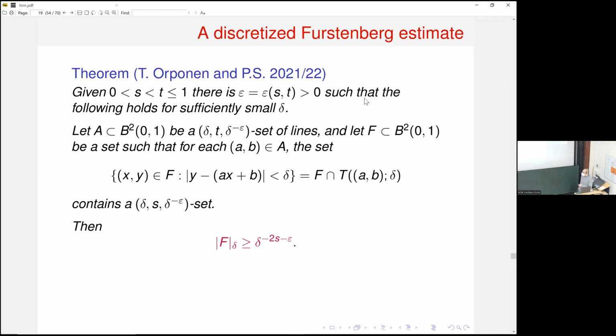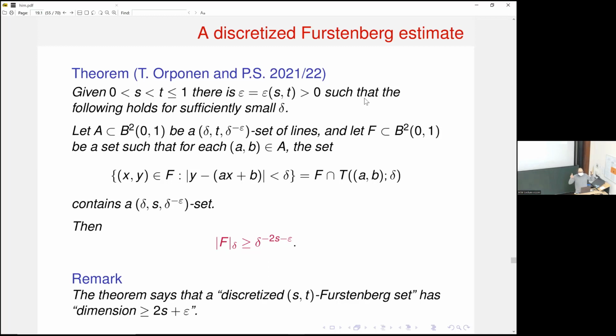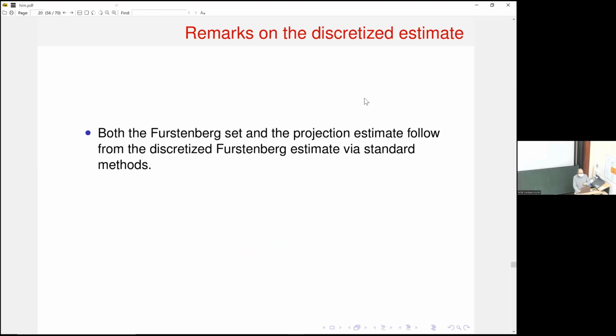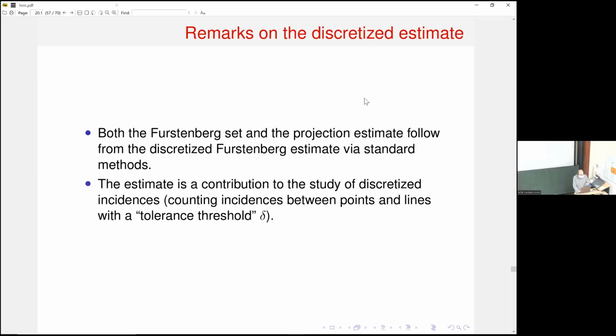Okay, and then we have a lower bound that corresponds to dimension 2s plus epsilon for the size of F delta. So at the discrete scale delta, this is essentially saying that the discretized S,T Furstenberg set has dimension 2s plus epsilon. Okay, and this is really the main result from which we can get as corollaries, which take some work but are standard, the Hausdorff dimension versions that I stated before. And this is in itself an active and difficult area: studying incidences between tubes and points, or incidences with an error allowance of size roughly delta.